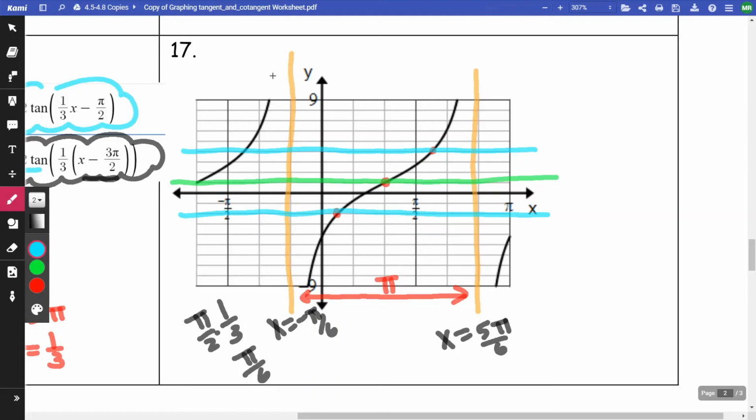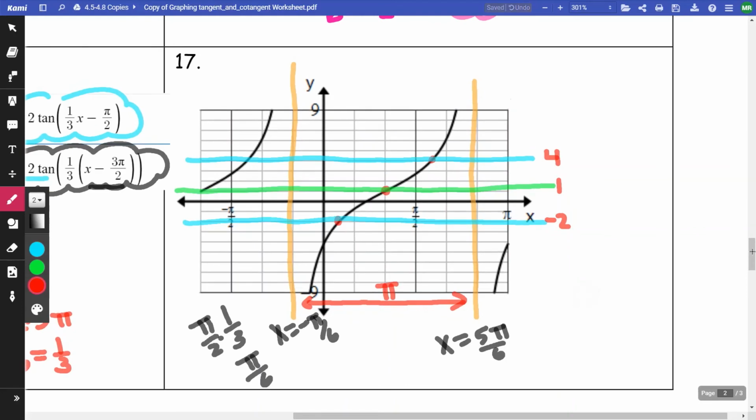Now, let's see how they're scaling this. Is it by ones? 1, 2, 3, 4, 5, 6, 7, 8, 9. Okay, it is by ones. So this is going to be at a -2, this is going to be at a 1, then this is going to be at a 4. So my amplitude is going to be a 3. So this is going to be y is equal to 3 tangent. I do not have a period change.